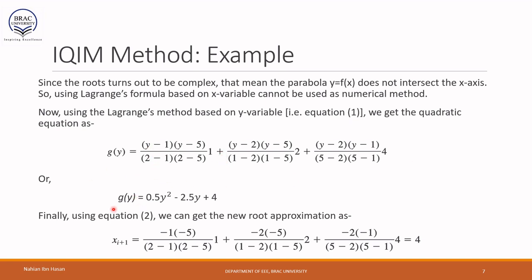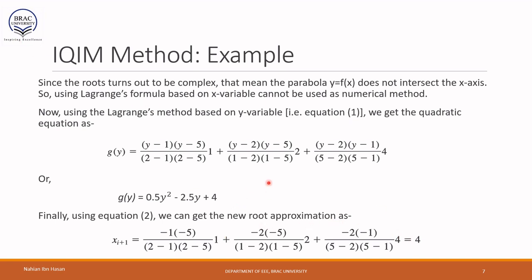So if you remember equation 2, we can get the new root approximation as follows. If you remember from a couple of slides before, we used the method that the fitted parabola curve will intersect the x-axis at some point, and at that point the value of the function will be 0.